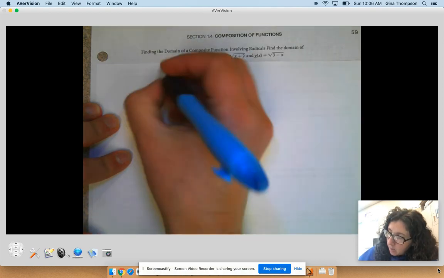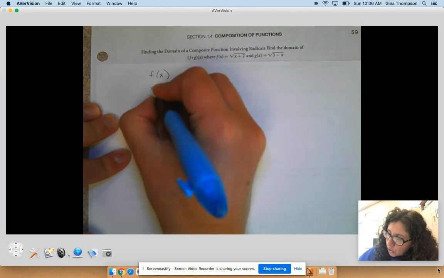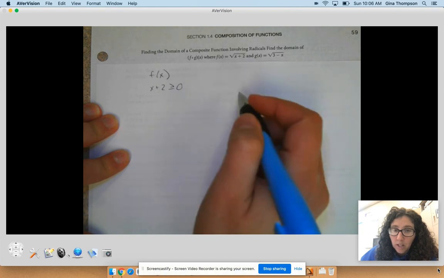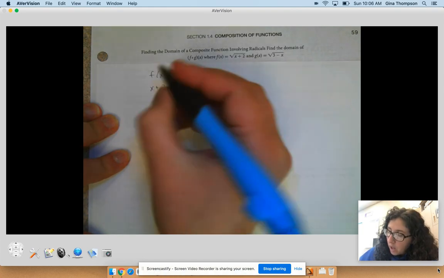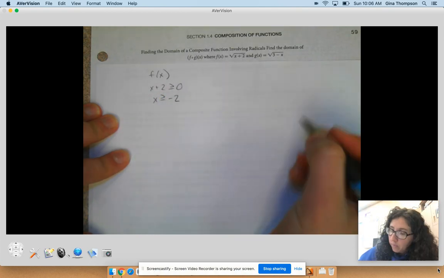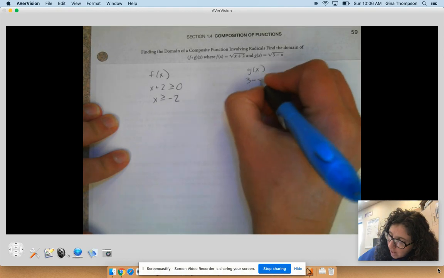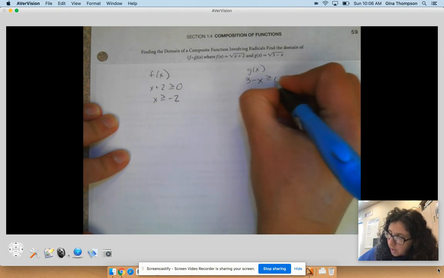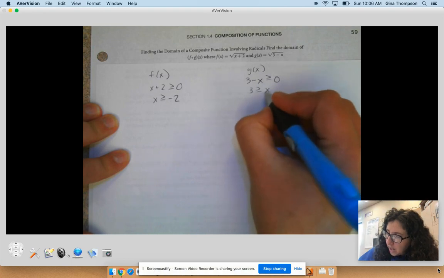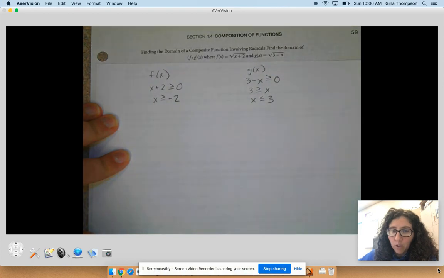All right, so let's do what we did before. For f of x, we need x plus 2 to be greater than or equal to 0, right? Because we can't take the square root of a negative number. We're just dealing with real numbers. So that gives us x has to be greater than or equal to negative 2. How about over here? For g of x, we need 3 minus x to be greater than or equal to 0. So 3 has to be greater than or equal to x. I'm going to write it the other way because it makes more sense to me. X has to be less than or equal to 3.